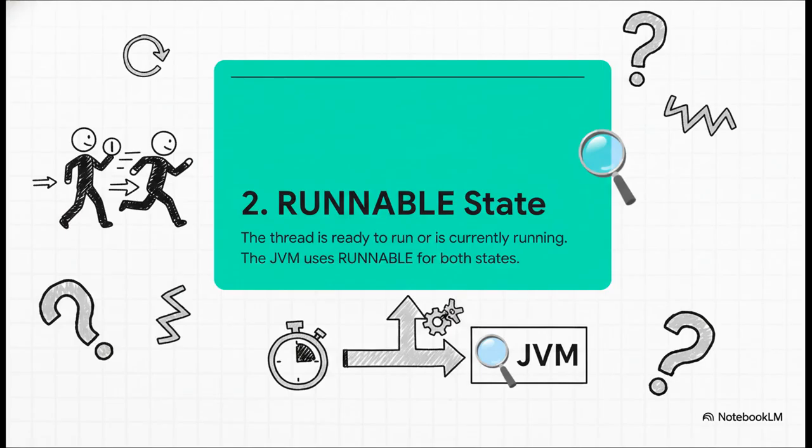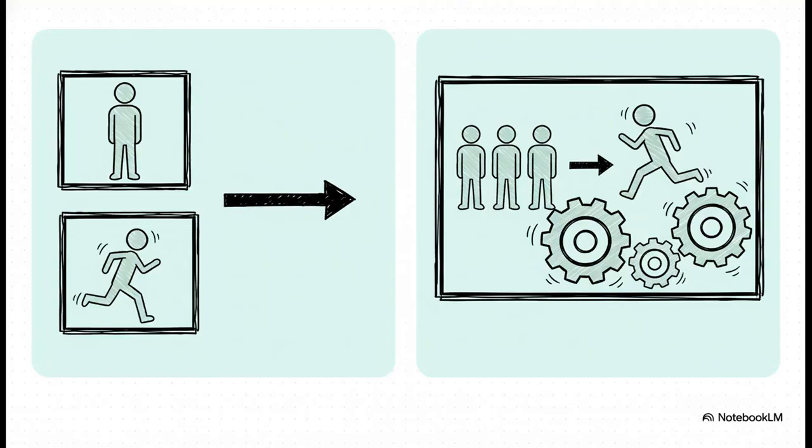Okay, now things get interesting. When you call start, the thread moves into the runnable state. But hold on, because here's a classic interview trap. You might think runnable means it's running, right? Nope. The JVM actually lumps 2 things together here, a thread that's ready to run and a thread that's currently running. That's right. It's a super common misconception.